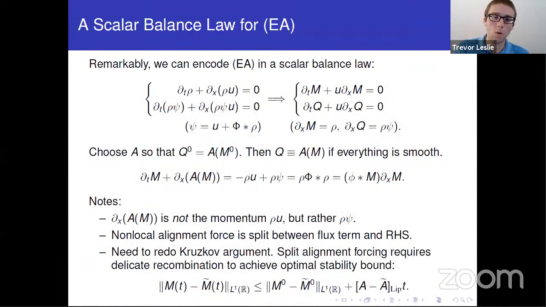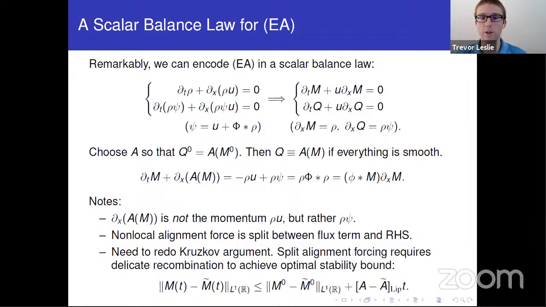So we can formally derive the scalar balance law that encodes the 1D Euler alignment system by integrating the equations for rho and for rho psi. Then we want to choose a function a such that q is equal to a composed of m at time 0. And if everything is smooth, this implies that q and a of m are identical because they satisfy the same transport equation with the same initial data.